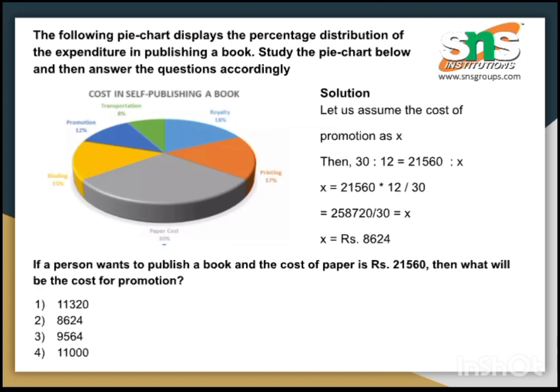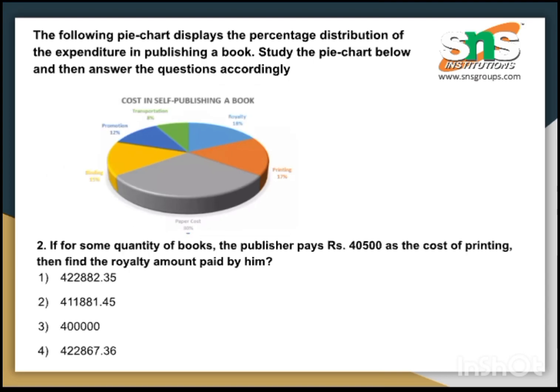Okay, so now the answer for the question is, we will assume the cost of promotion as X. We know 30 percentage is the paper cost and 12 percentage is for promotion. These two are the important terminologies used in the question. So 30 is to 12 and we know the cost of paper, that is 21,560 is to X. Now on cross multiplication we will get the answer as rupees 8,624. Okay, so option 2 will be the right answer. Now we will move on to the next question.